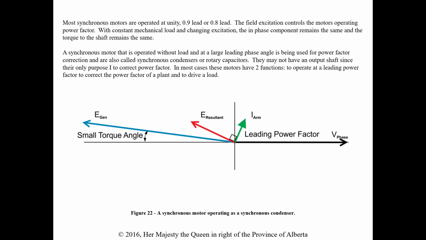A synchronous motor that is operated without load at a large leading phase angle is used for power factor correction and also called synchronous condensers or rotary capacitors. They may not have an output shaft since their sole purpose is for power factor correction. In most cases, these motors have two functions in general: to operate at a leading power factor to correct power factor of a plant and to drive a load. Again, drive a load at a leading power factor.